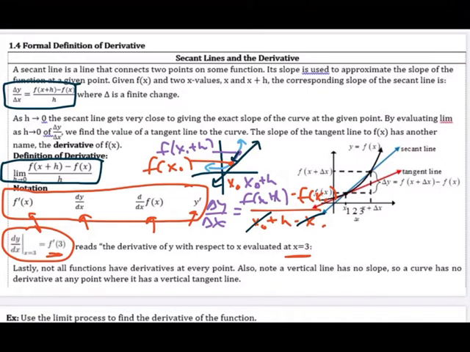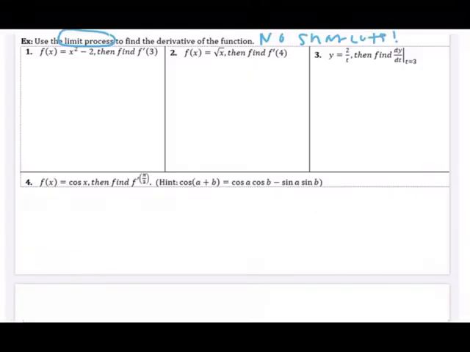One last thing to note before we jump into some examples. Not every function has a derivative, and not every function has a derivative at every value. Thinking about the fact that the derivative is the slope, a vertical line does not have a slope. So if there is a curve that would have a tangent line that would be vertical, there would be no derivative at that value. And we'll talk about some other cases where derivatives don't exist as well. So let's walk through some examples.